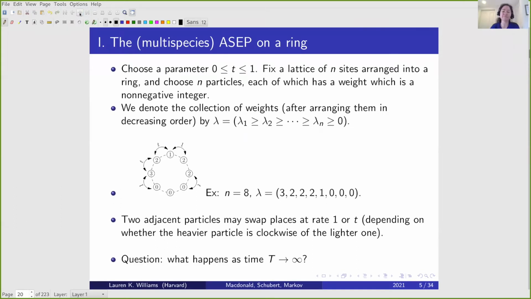Okay, and there's many questions you could ask. One of them is, what happens as time goes to infinity? What are the steady state probabilities?